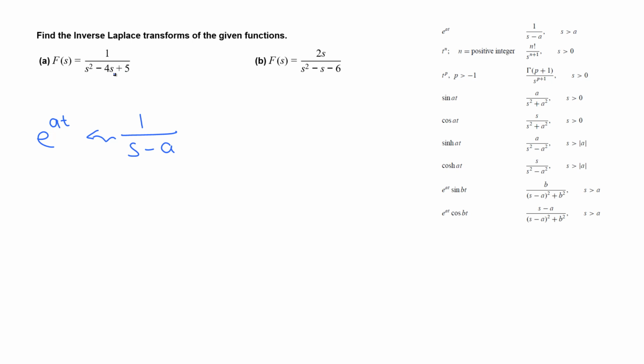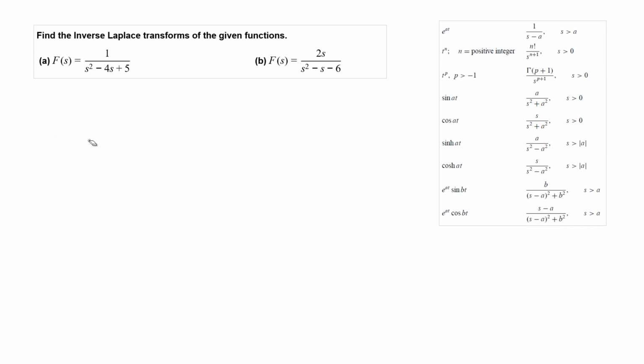Okay, look at B. s squared minus s minus 6. 3 times 2 is 6, and 3 and 2 make negative 1. So this factors. So in part B, this complex fraction can be written as a sum of two simpler fractions, like something over s minus a, and we can always go for the exponential function.